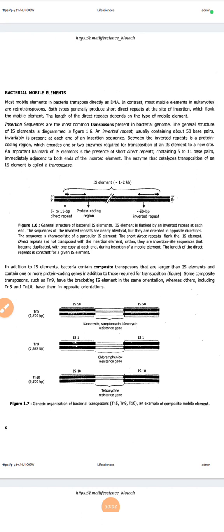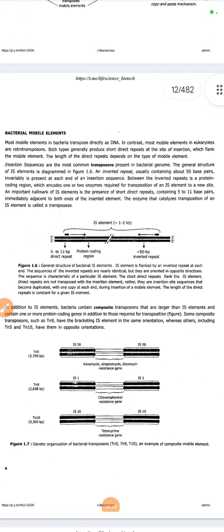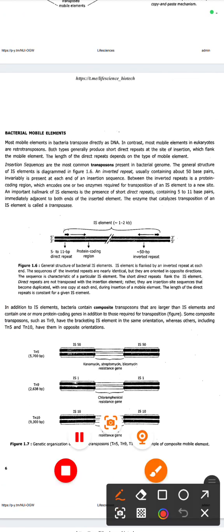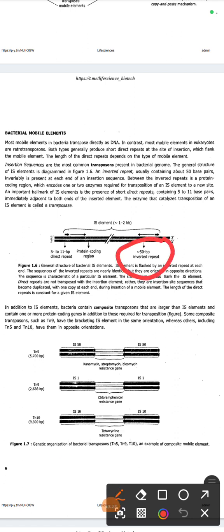An IS element contains an inverted repeat of about 50 base pairs at each end, flanked by a direct repeat. The inverted repeat is around 50 base pairs, which you can see here, and is present at each end of the insertion sequence.